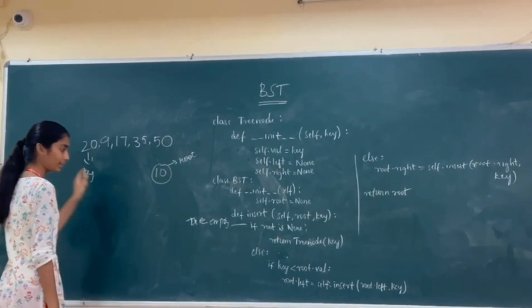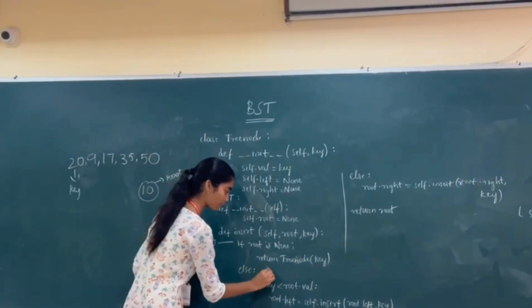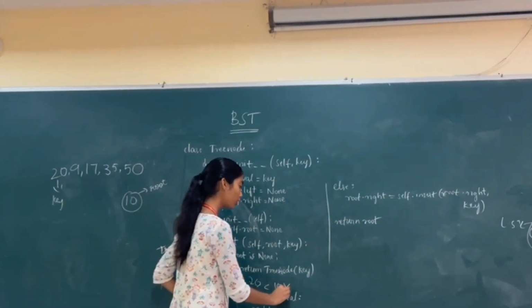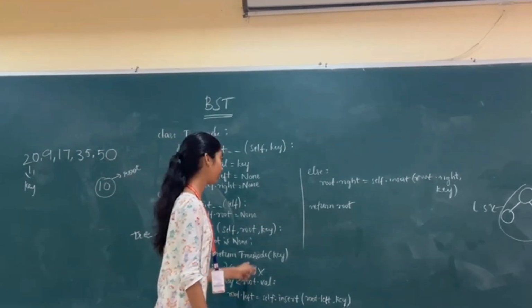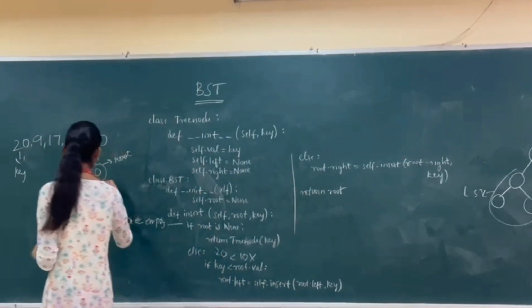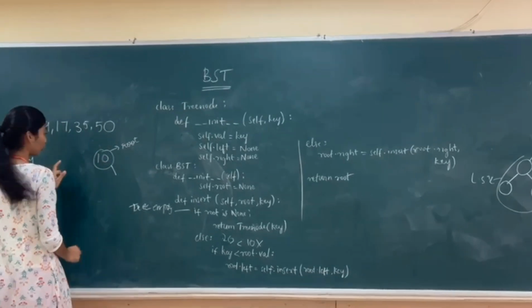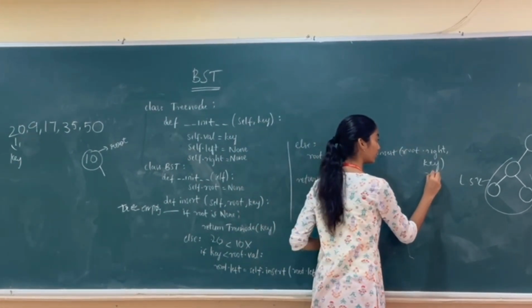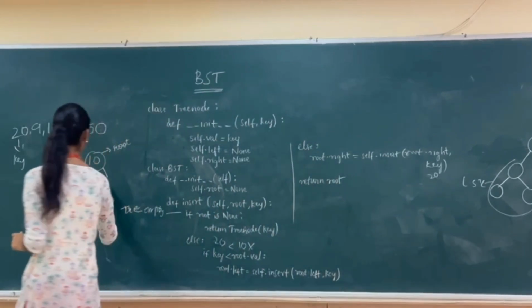Now the key is 20. Let's check this. Here the key is 20 and the root element is 10. Is 20 less than 10? No. This condition failed. Then we insert this element at the right of the root node. Here we can see we insert at root.right, and the key is 20. So we insert it to the right of this element.